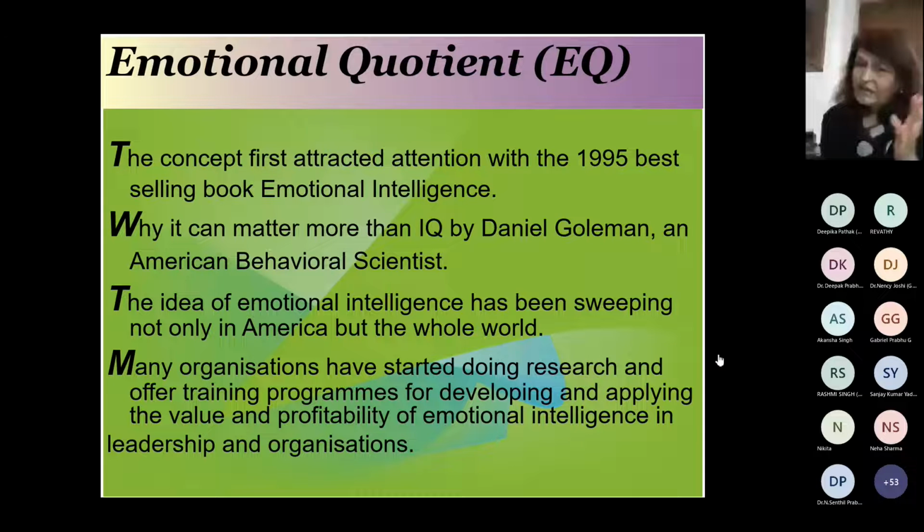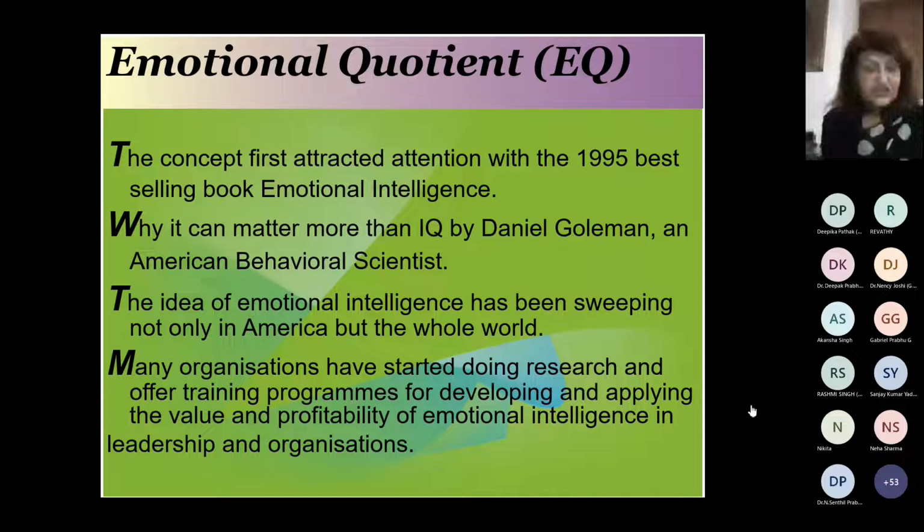intelligent quotient is the threshold, will give you the job. Your marks will get you the call. But emotional intelligence will tell you how to survive in the organization, will tell you how to live. So it is not only sweeping in America, it was the first place was America. However, all over the world, and especially in India, we are talking about emotional intelligence.